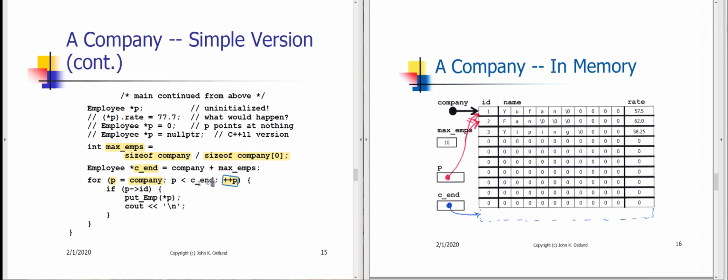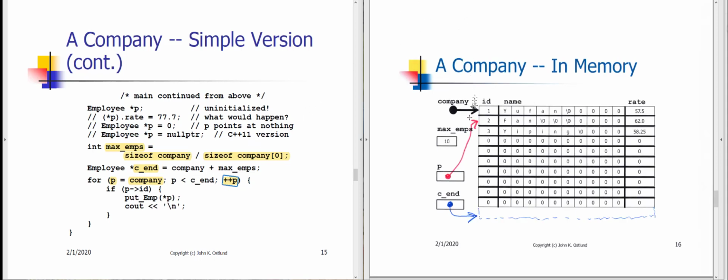P is still less than CEnd. Okay, here's our situation now. P is still less than CEnd. So we'll display information about the second employee and bump to the next one. And that's just going to iterate. We start pointing at the sub-0 slot, then the sub-1 slot, then the sub-2 slot. Once we get past the sub-2 slot, P arrow ID is going to then be 0 all the way to the end. And when we get down here to where P is equal to CEnd, the loop will terminate and my whole program is over.